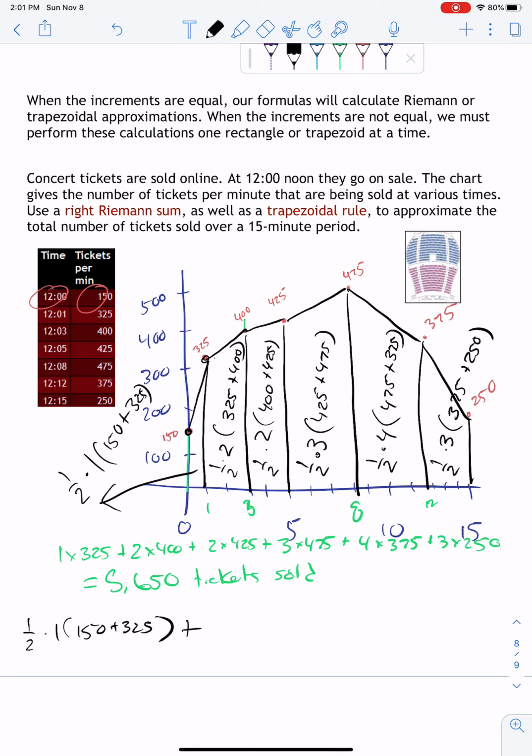and add all of these other trapezoids that I found. I'm not going to write that all out. Again, that's 5 minutes of time you don't need to watch. But once I add all of those trapezoids together, I end up at 5,775 tickets.